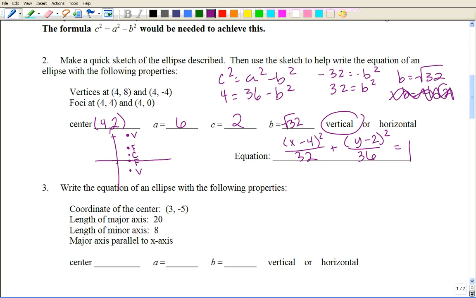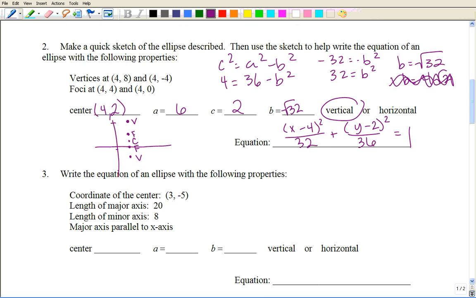Okay, now looking at number 3, we're going to write the equation of an ellipse with the following properties. The center is at 3, negative 5. That was given to me, so I'm just going to put my center at 3, negative 5. We know the length of the major axis is 20. Don't forget the major axis is 2 times a. So if 2 times a is 20, then a is 10. The length of the minor axis is 8. The minor axis is always 2 times b. So if 2b is 8, then b is 4.